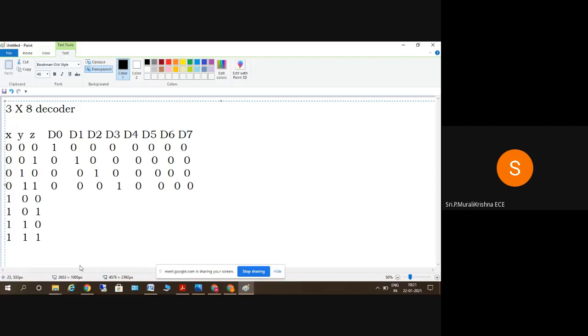Okay, so fill the remaining truth table. What is the value of D naught? D naught is equal to X bar, Y bar, Z bar. D1 is equal to X bar, Y bar, Z. So you can see here, this is X bar, this is Y bar, and this is Z.